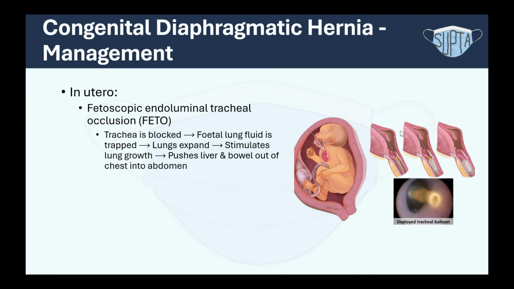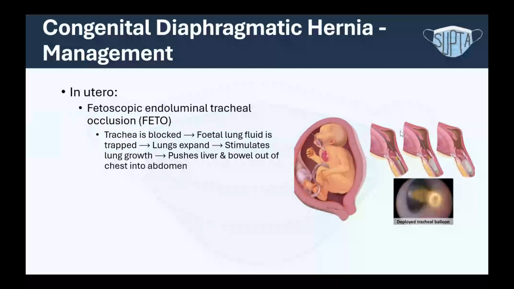And for this procedure, specifically visualizing the mouth and the airway, you're going to guide the fetoscope through the mouth and down the trachea, and you're going to carefully place a tiny little balloon into the trachea. Once you're in position, you can confirm this using an ultrasound. While this may sound counterintuitive, the whole purpose of this is to block the trachea.